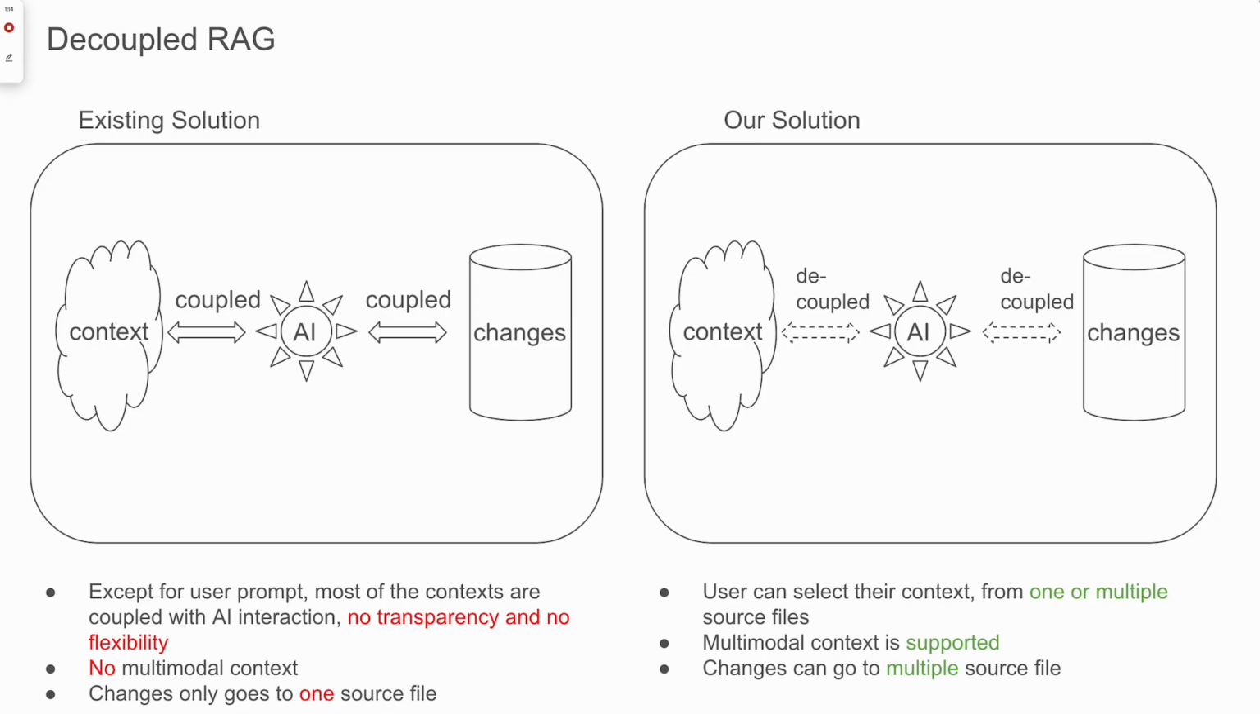The reason is that I am using a decoupled RAG. What is the decoupled RAG? In the whole life cycle of a code development process, the context selection, the AI interaction, and the final applying of the changes in Copilot are all coupled together. You actually don't know where the context is coming from. For example, when I ask a question about a function, I don't really know how it selects the related topics and information from my question. And the changes usually only go to one source file.